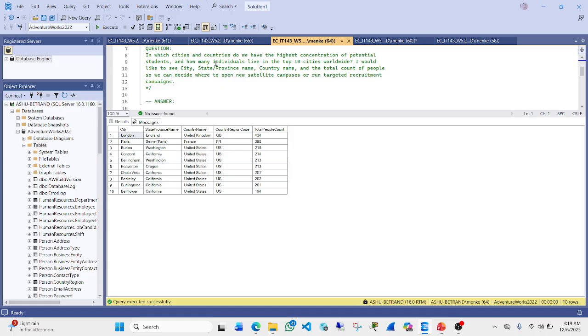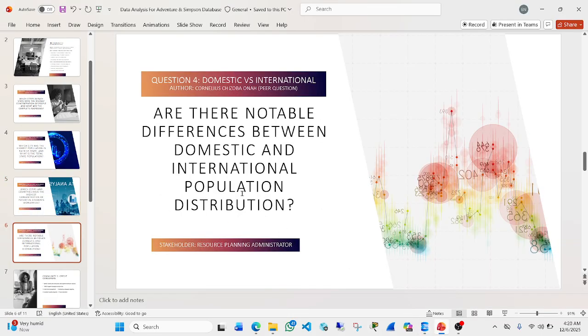This is it, because the question was the cities with the highest concentration. You notice that the people were from London. London had the highest population, which is 430. So this is also the top 10 cities worldwide with their complete geographical context, so the recruiter can decide where to focus their international campaign. Some of them might say, oh, I'm going to do the program here in London. London would be a good place for me to do my program.